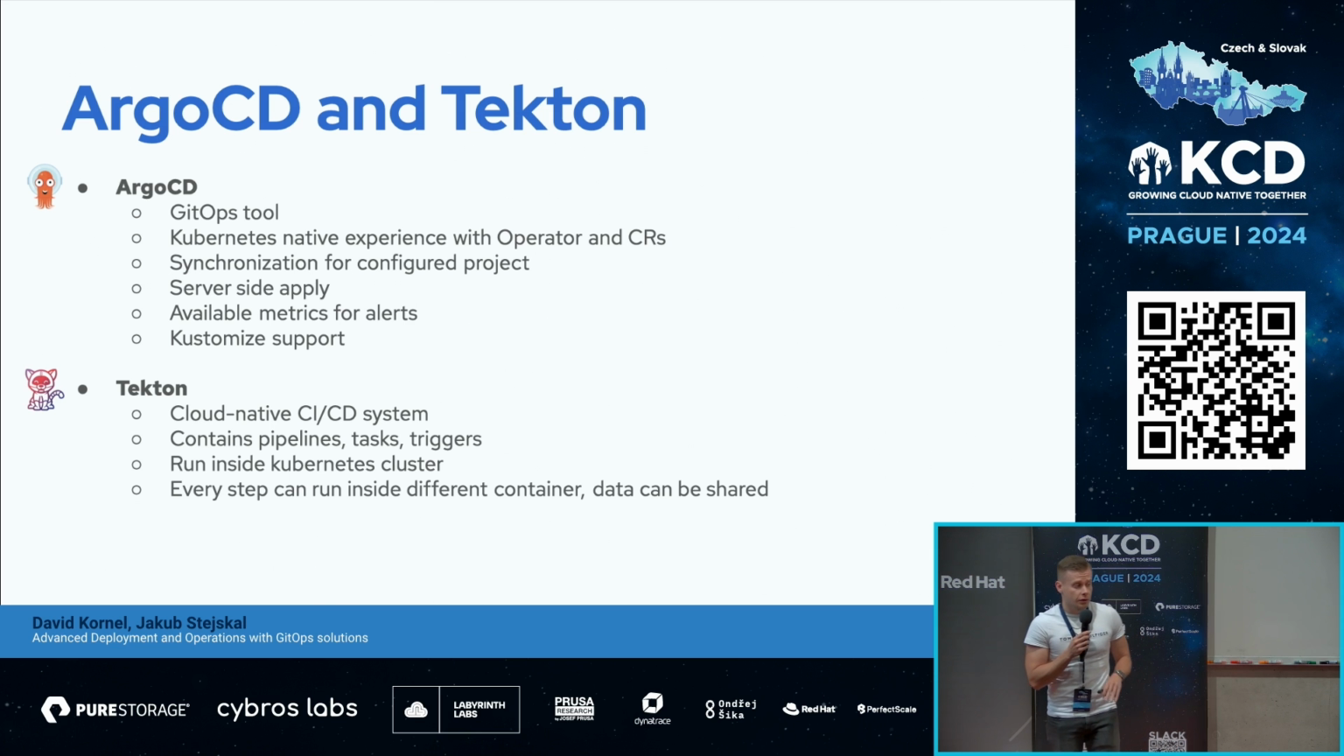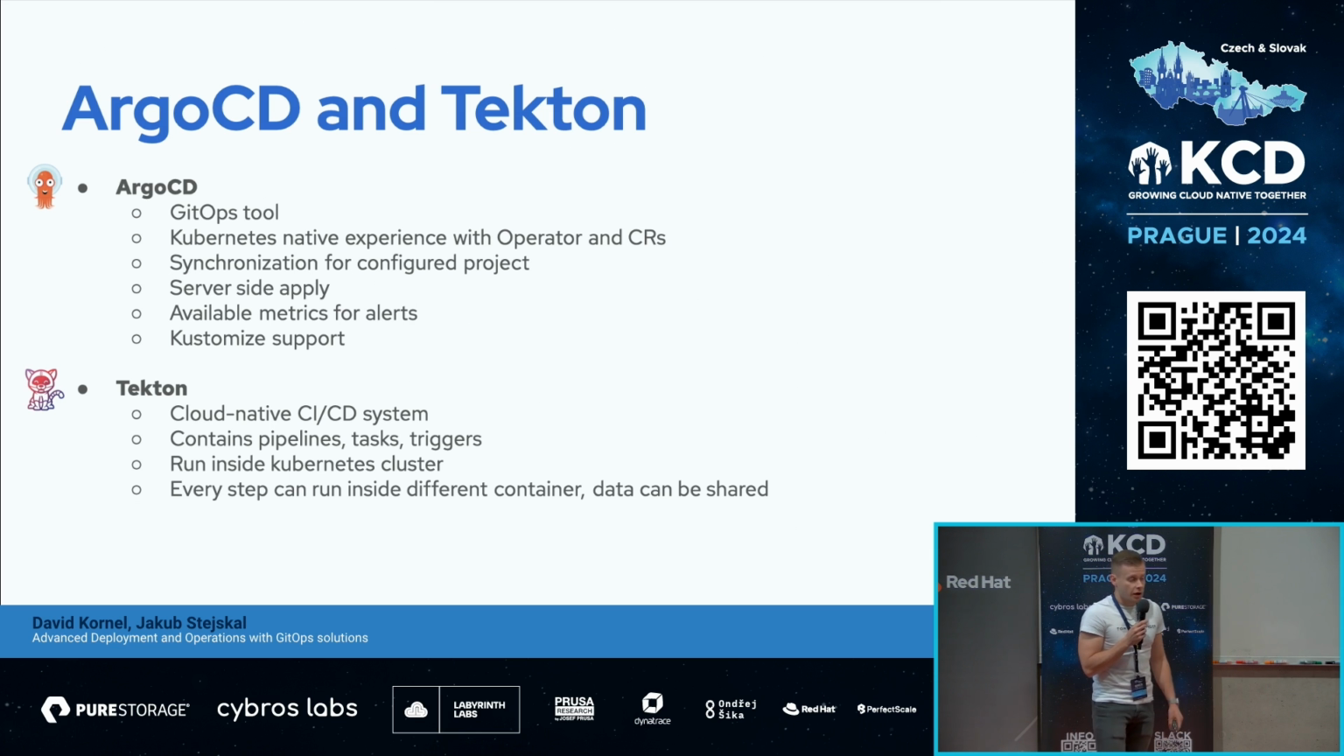So let's move to the automation and deployment part. We use ArgoCD. ArgoCD is a GitOps tool for deploying your declarative manifests and operators. We love the native experience, which is the ArgoCD operator. It allows us to simply declare the application set and create the ArgoCD servers. What is also fine is the Kustomize support and the metrics.